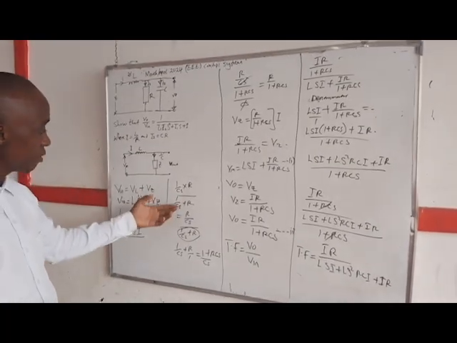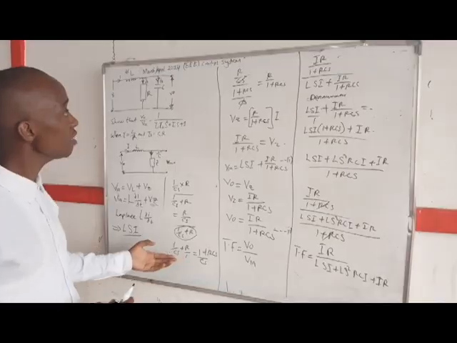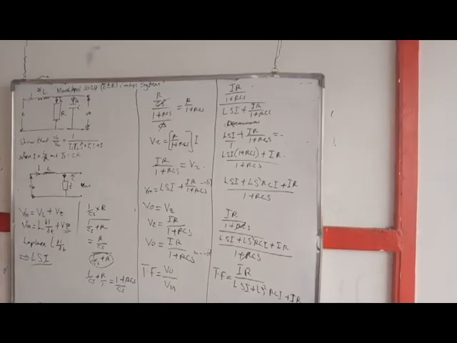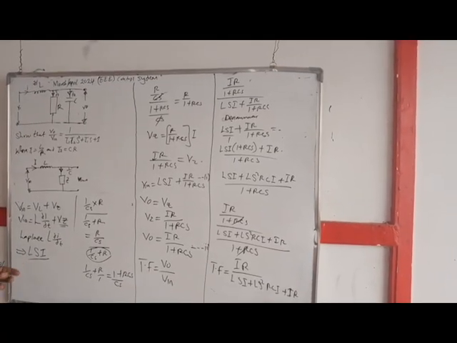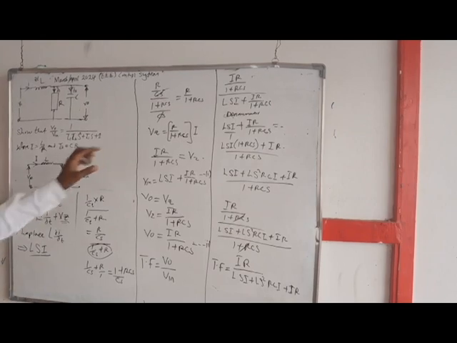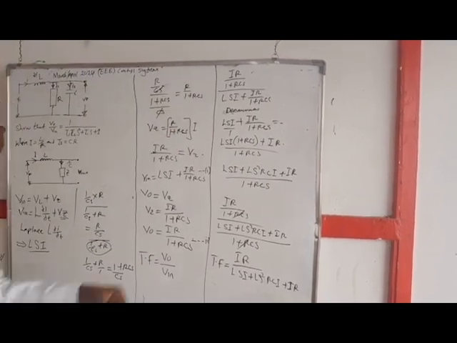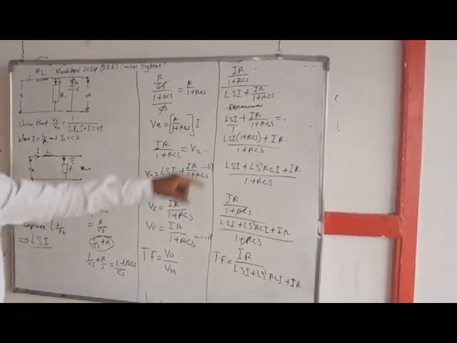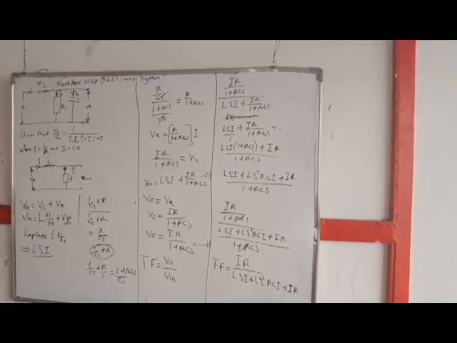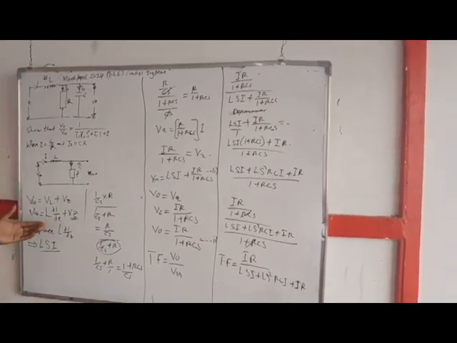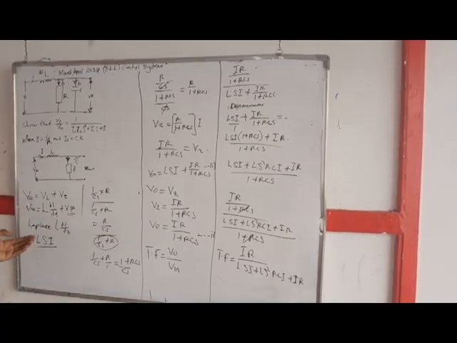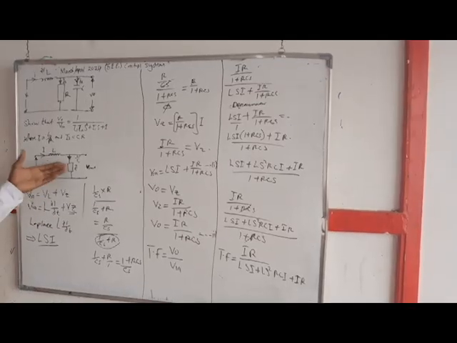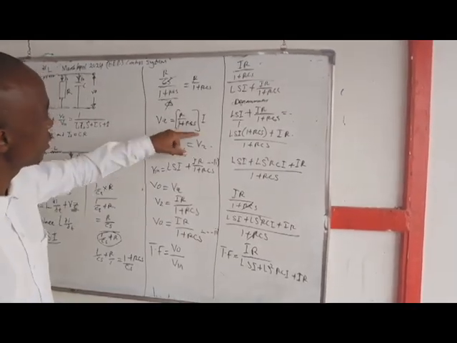After working with them, we will get R divided by 1 plus RCS. That is now the impedance through the parallel. Now, for us to get Vz, we have to multiply the impedance with the current, which is the supply current. That is Vz. Now, for the overall V input, voltage input, we take the LSI, which is the Laplace transform of the voltage through the inductor. We add the voltage through the parallel R and C.